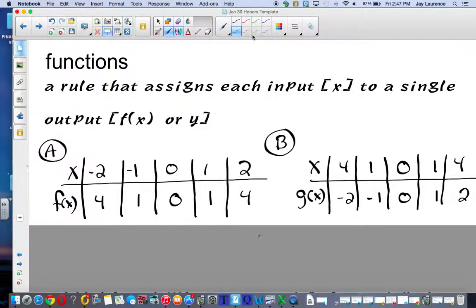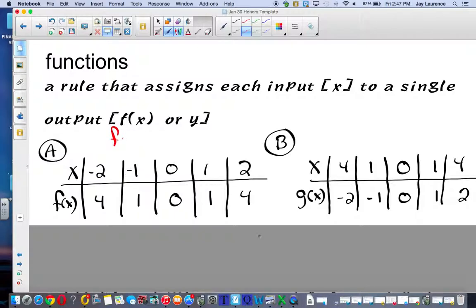Is this a function or is it only a relation? Well, look at each input. Does it go to more than one output? If it does, then it's not a function, it's only a relation. I've got -2 only going to 4. I've got -1 only going to +1. I've got 0 going to 0. I've got 1 going to +1. And I've got 2 going to 4. So no member of the input goes to more than one output.